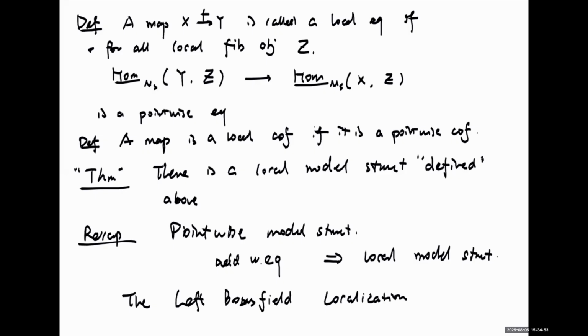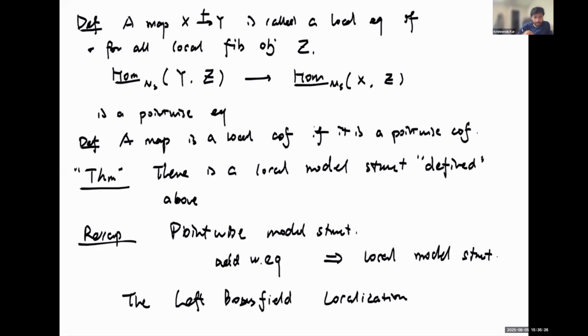The right one does not change the class of fibrations, and it's also using mapping spaces, but in another way. So you do have a right versus left Bousfield localization. And this does the thing that you add some more weak equivalences and produce a new model structure on your category.